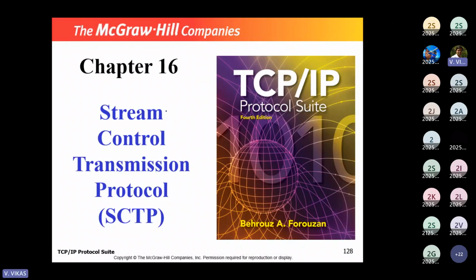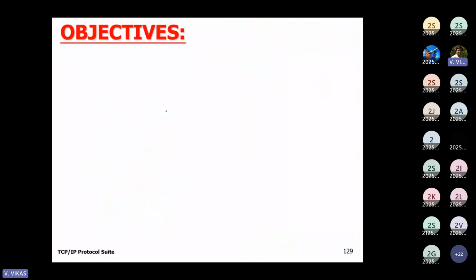Okay. So in the transport layer, so far we discussed two protocols: UDP, which stands for User Datagram Protocol, and TCP, which stands for Transmission Control Protocol. Next, we will be going with another protocol called SCTP, which stands for Stream Control Transmission Protocol. Okay, this is what we will be looking at.